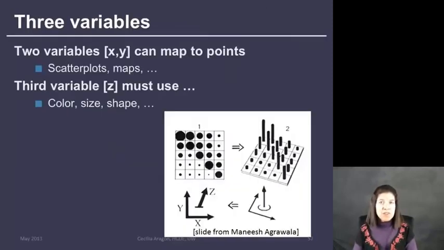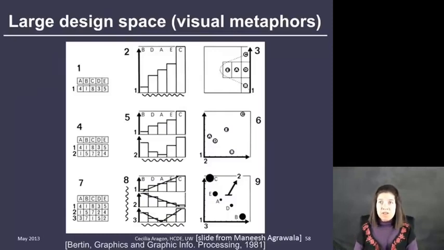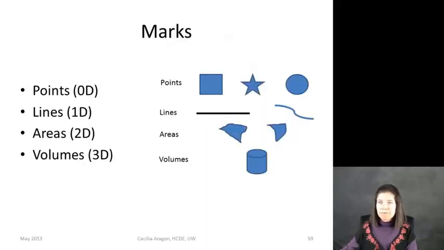Since we already discussed what are the issues in trying to map 3 variables to a 3rd spatial dimension, let's look at other ways to deal with mapping 3 variables to a visualization. So we know that 2 variables on the x and y axis can map to points. So we have scatter plots, maps, etc. Now the 3rd variable must use something like color, size, or shape. And as you can imagine, we have a very large design space. So finding the optimal mapping becomes more challenging as the number of dimensions increases. You can always use shape or different types of marks to represent nominal or categorical data.